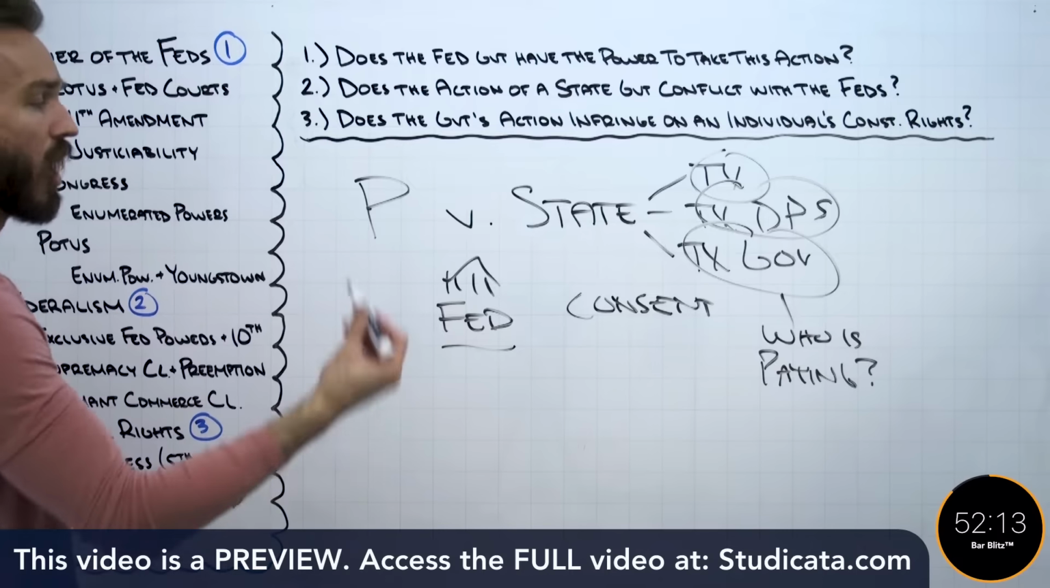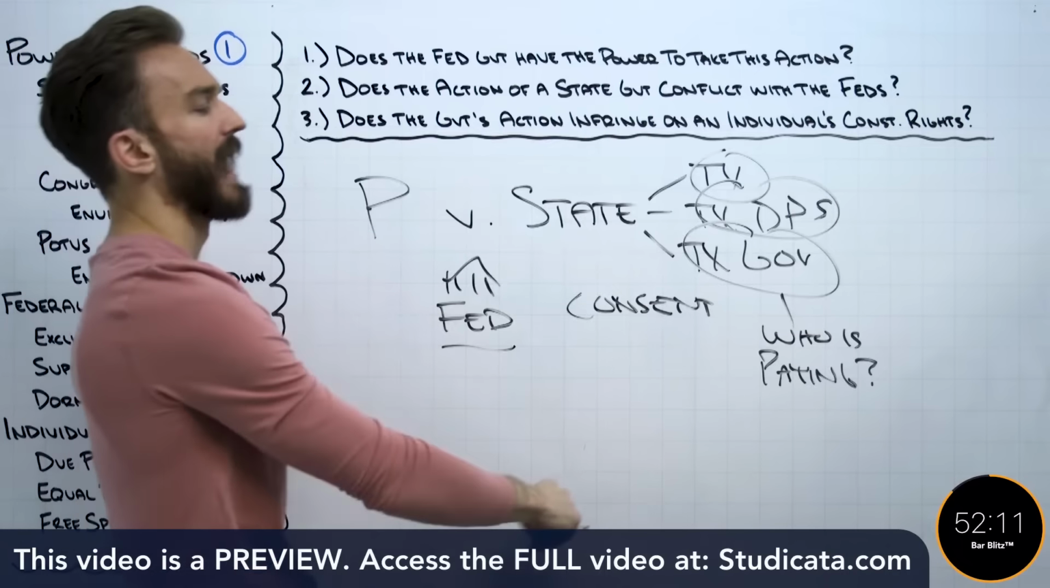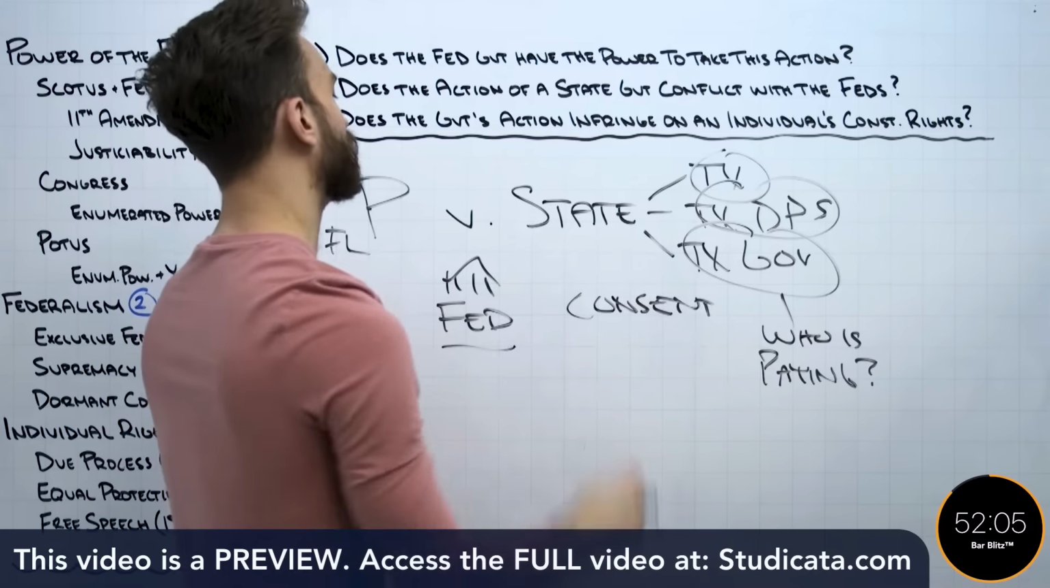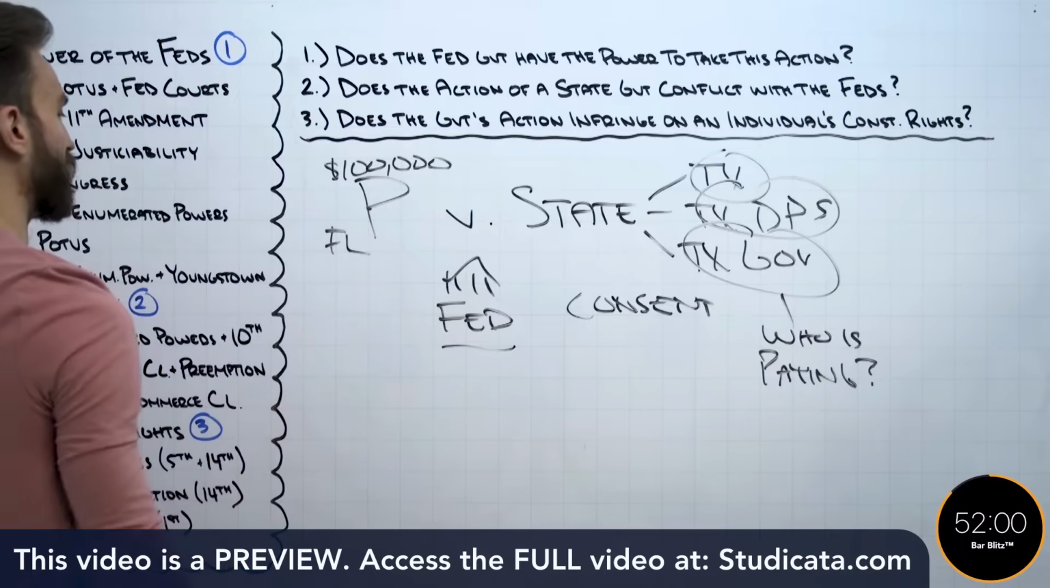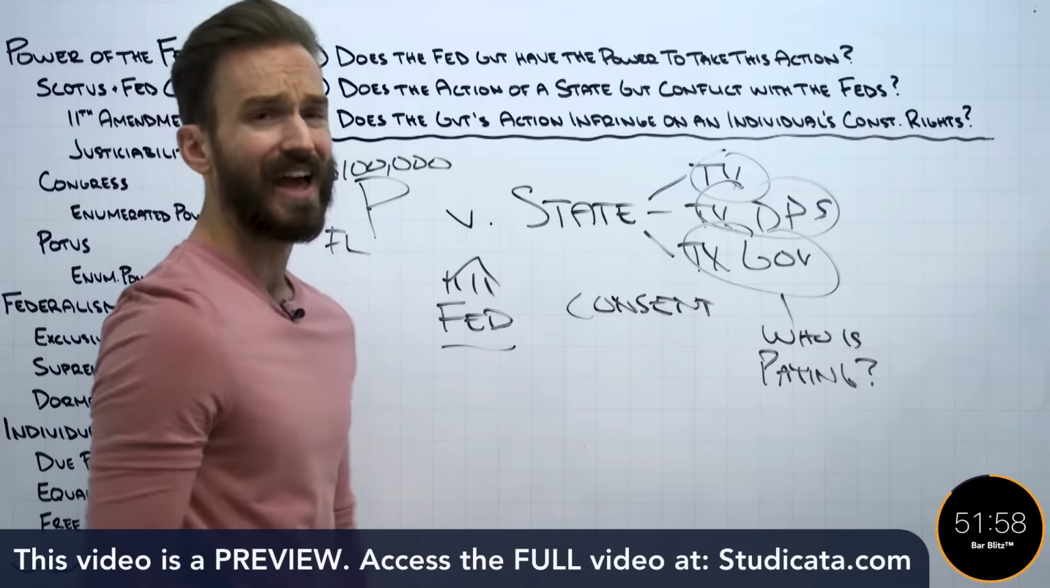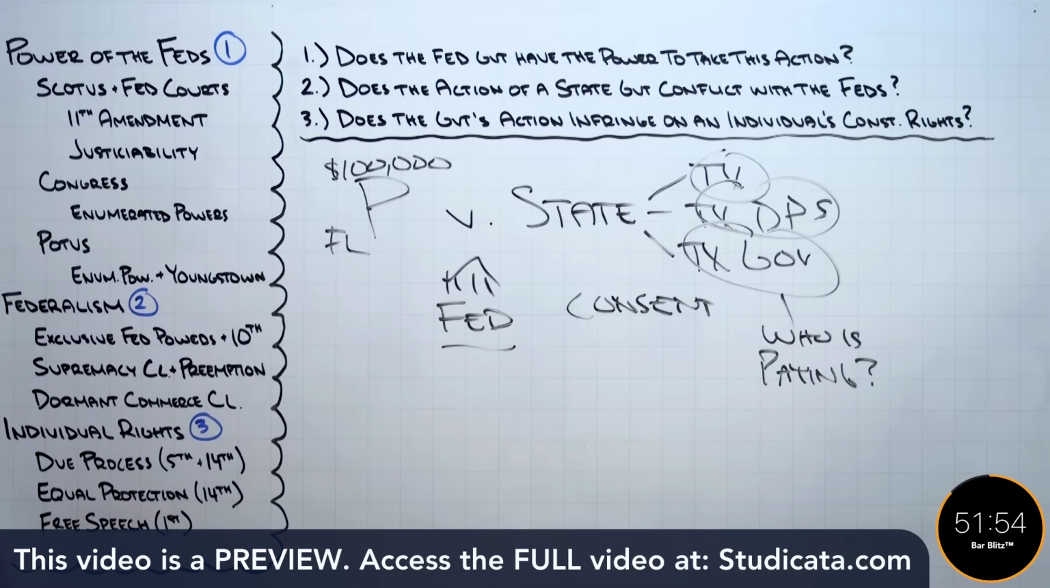Imagine we just have a car accident, right? Plaintiff gets into an accident with the governor of Texas. Plaintiff is from Florida. The Texas governor is going to be a citizen of Texas. Imagine it's a $100,000 personal injury case. Well, we know the federal court's going to have diversity jurisdiction to hear the case, if we remember back from civil procedure.